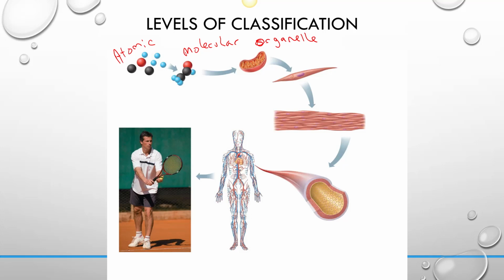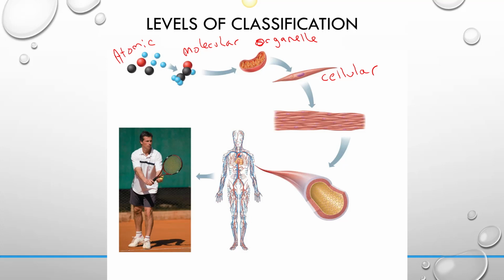On the organelle level, we study all the different organelles of the cell. Organelles are individual functional units of a cell. Next level up is the cellular level. A cell is an individual unit of life. On the cellular level, we study all of the parts of the cell and the function of the cell.